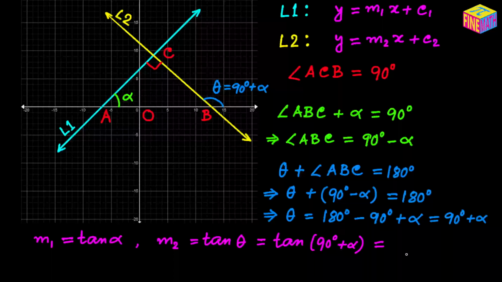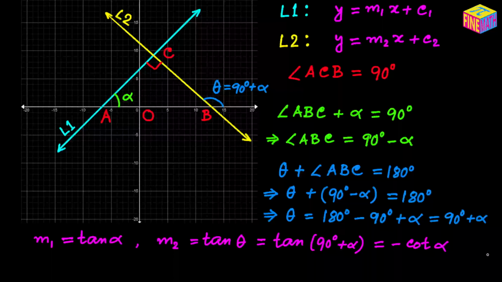I have already created a video on trigonometric ratios of such obtuse angles. Feel free to watch that video. I will post the link in the description. So in that video you will see that the value of tangent of 90 degrees plus alpha is actually equal to negative cotangent of alpha. So here we can write negative cotangent of alpha.